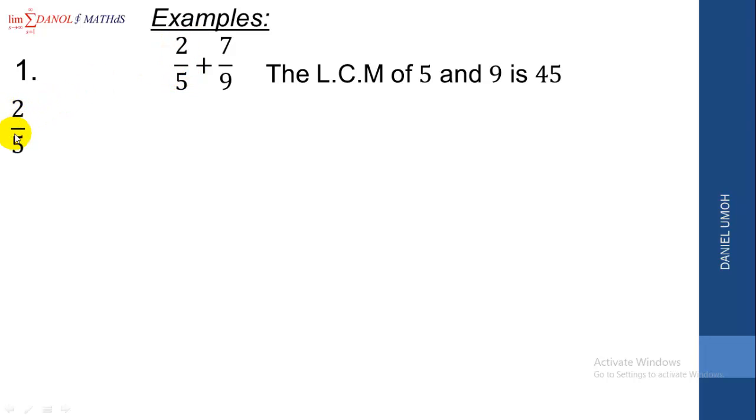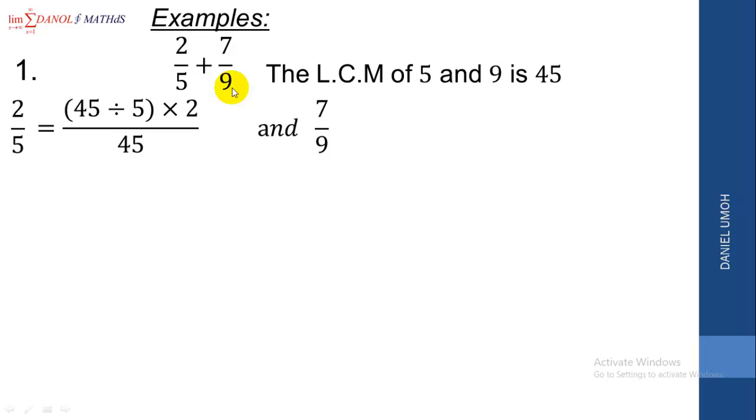So 2 over 5, beginning with it, see what we did here. We now carry the LCM 45. We now said 45 divided by the denominator, which is 5, then times 2. Take note. We said 45 divided by the denominator 5, right? Then times the numerator 2, all over 45. Then for the second one, we also said this 7 over 9 is now equal to 45, this LCM, divided by the denominator 9, then times 7. Take note of what we did here.